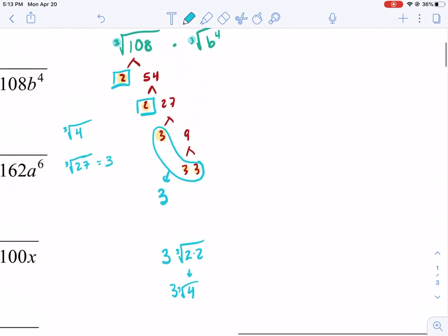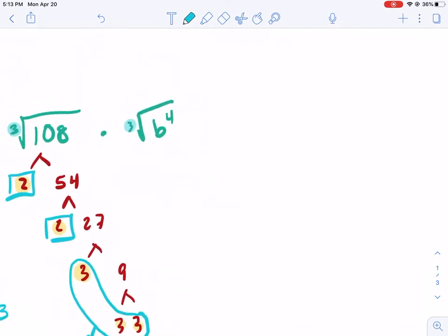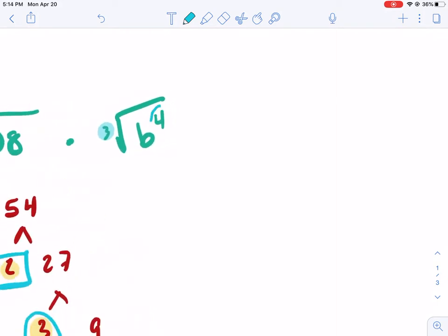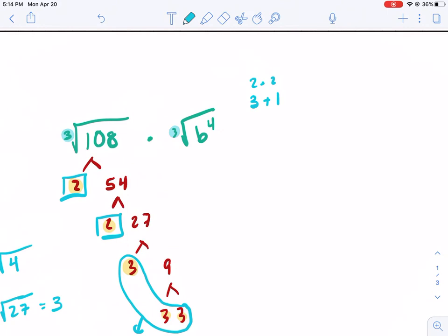Now, when I'm dealing with variables, I take a slightly different approach. What I'm looking for is the biggest number that can be added to get 4. So I get 3 plus 1, 2 plus 2, and that's basically it. 4 plus 0, but we're not going to use 4, obviously.